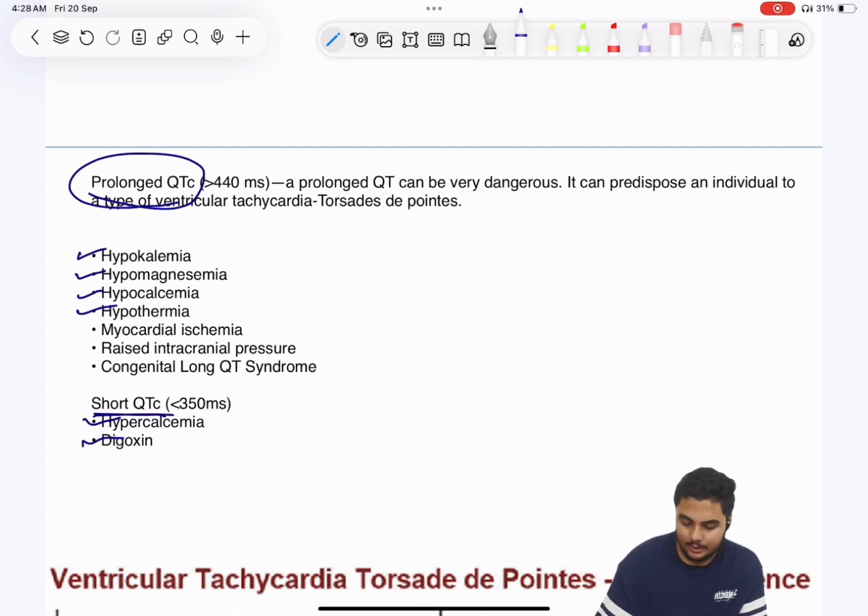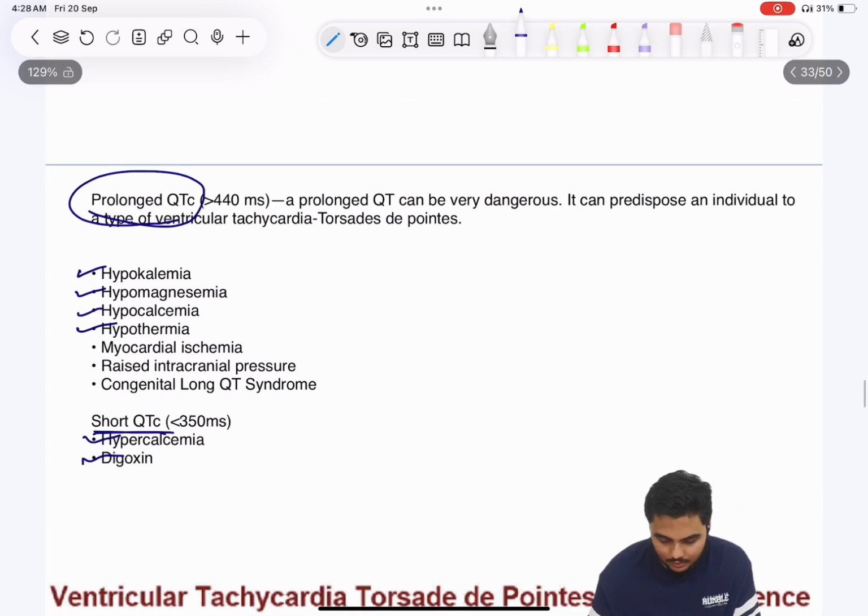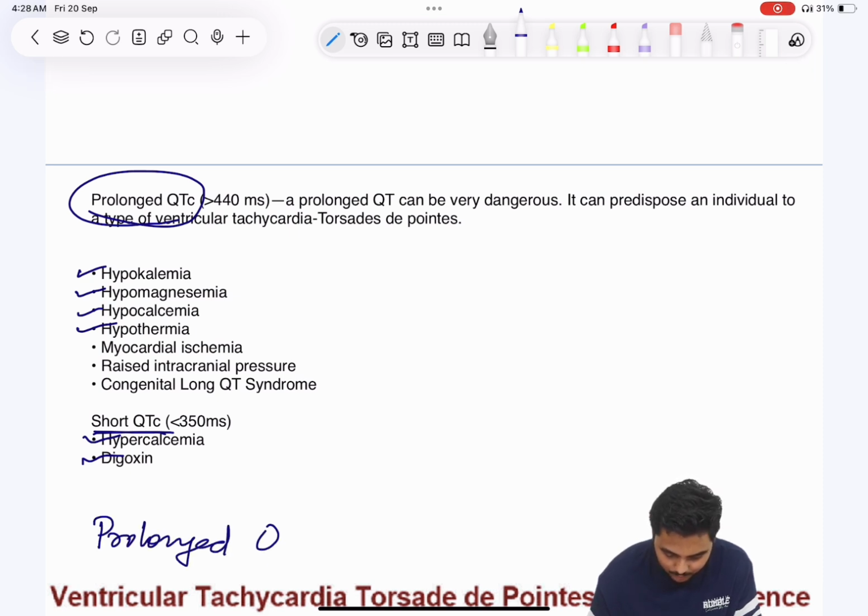One thing you have to remember is that whenever there is prolonged QT or increased QT interval, it predisposes to a very life-threatening condition, which is called Torsades de Pointes, TdP.